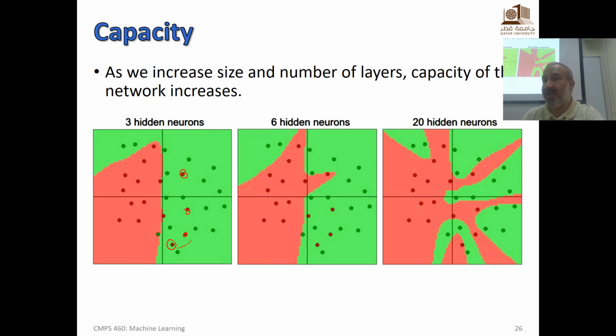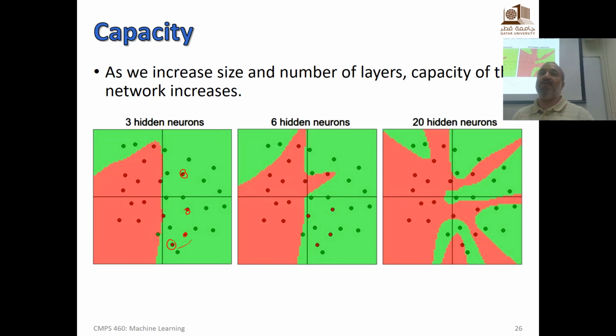This is perfectly classifying the examples. Is there any problem with that? Overfitting, of course. You see the decision boundary now is very complex. It tries to fit every single example. Of course, a neural network is powerful. It can learn very complex decision boundaries, but of course that can lead to overfitting.